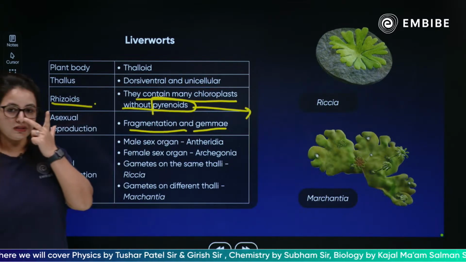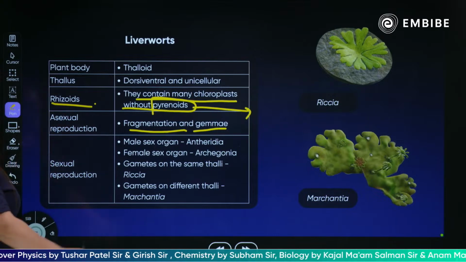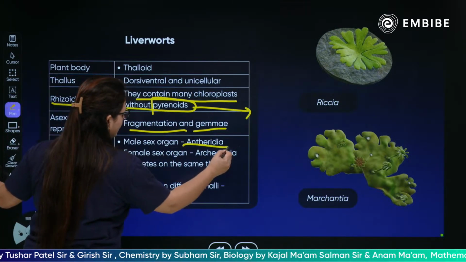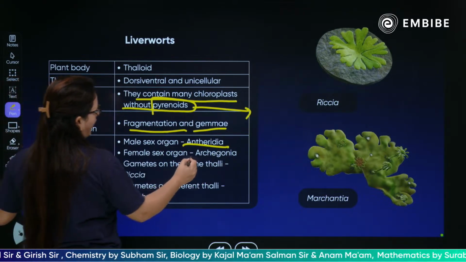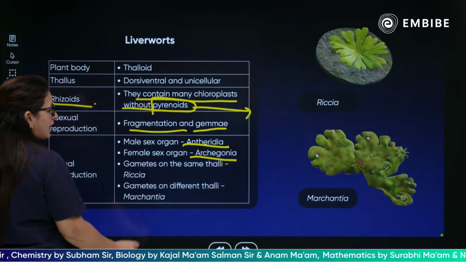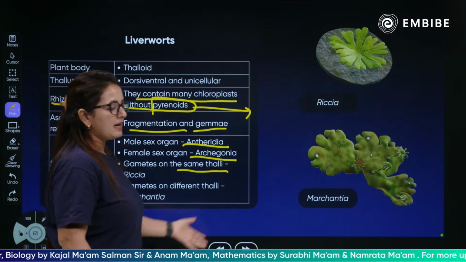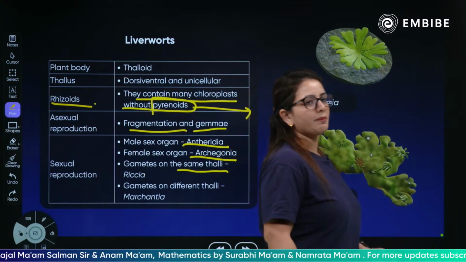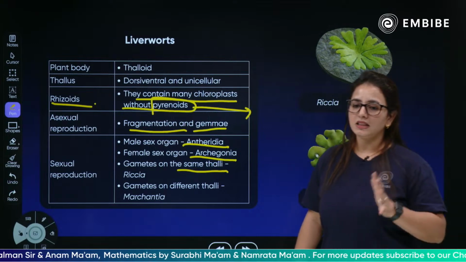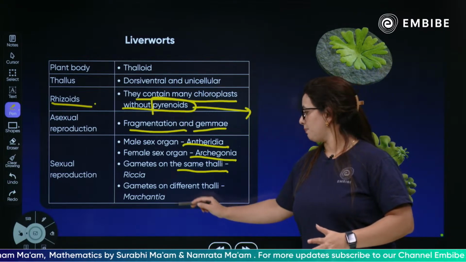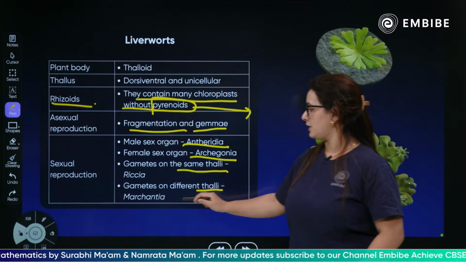They also reproduce sexually through the male sex organ, which is called antheridia. They have the female sex organ, which is called archegonia. The gametes are present on the same thallus. It means the male and the female gametophyte are present on the same thallus, and in Marchantia the gametes are present on different thalli.